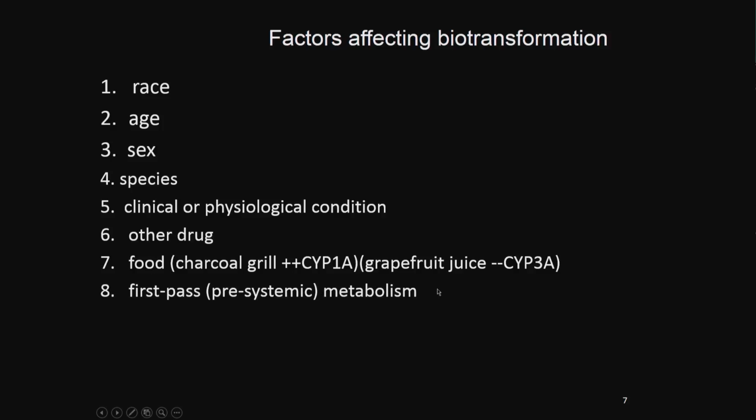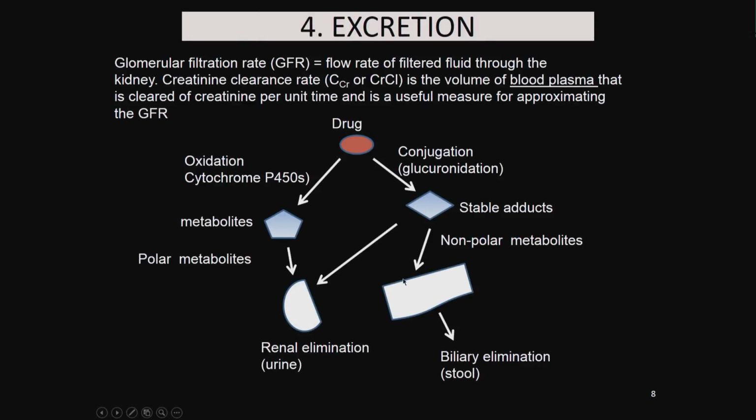First pass metabolism means that when the drug goes through the liver as a first pass, you see a lot of metabolism, and after that it reaches a steady state. So, absorption, distribution, metabolism, and excretion is the fourth.